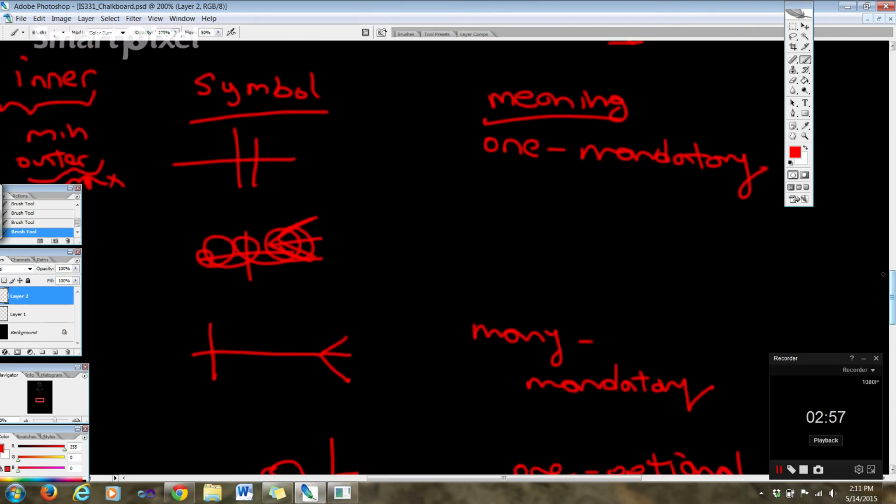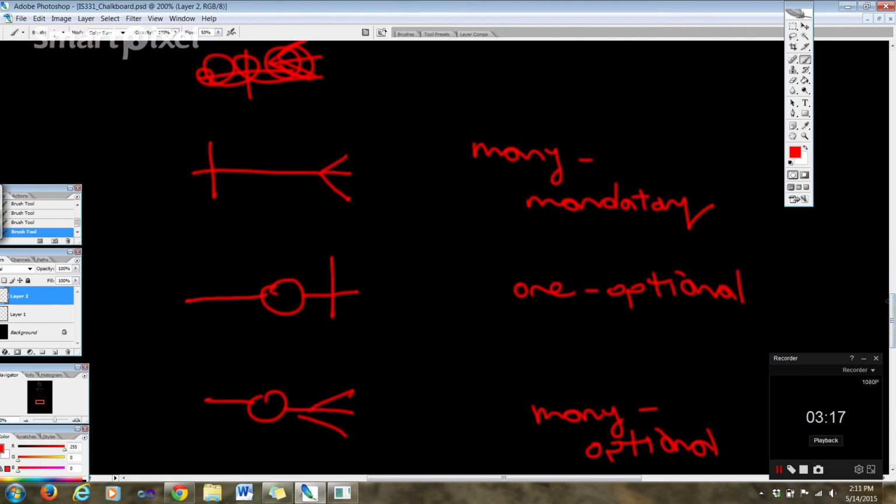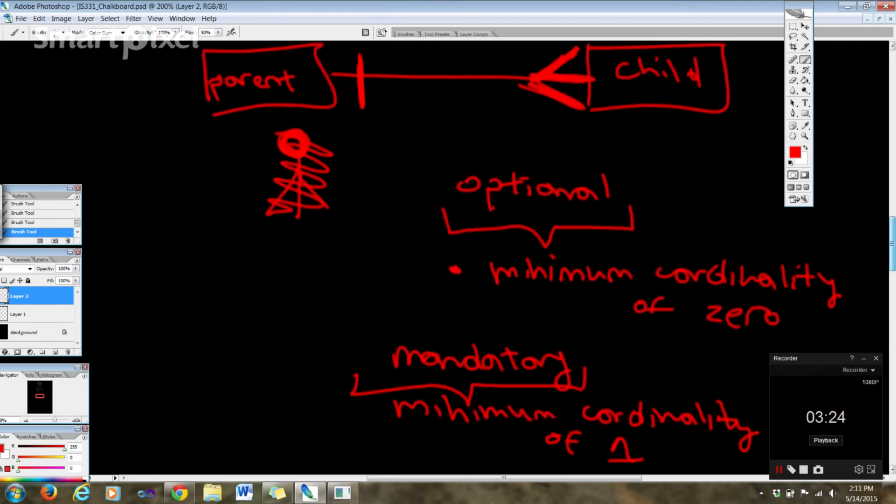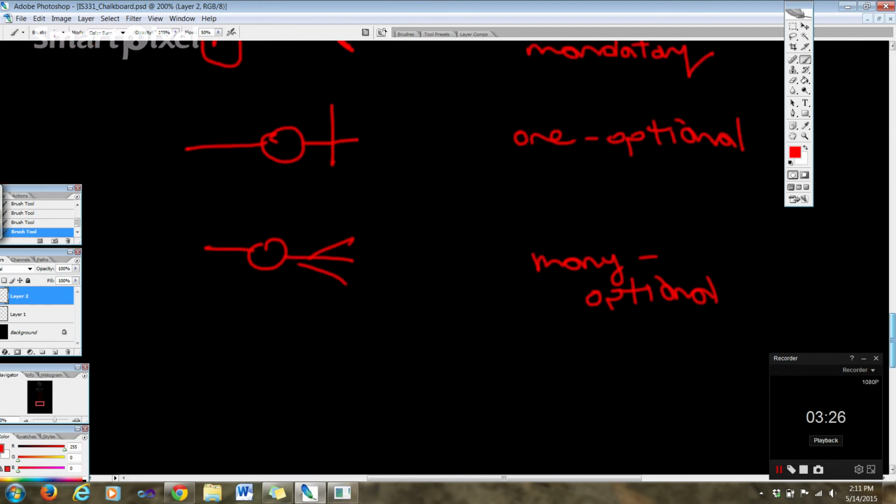Okay. So one mandatory, basically what we mean here is the minimum cardinality is 1, the maximum cardinality is 1. The minimum cardinality here means that there has to be one participant in order for this relationship to exist, at least one of whatever it is. Many mandatory means that the maximum cardinality is many, the minimum is 1. So notice the mandatories have a minimum cardinality of 1, the optionals have a minimum cardinality of 0, but a maximum cardinality of either 1 or many.